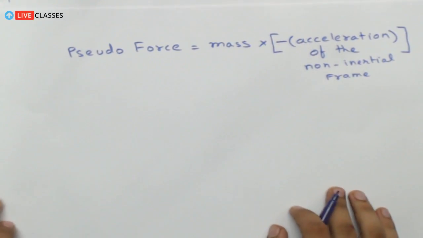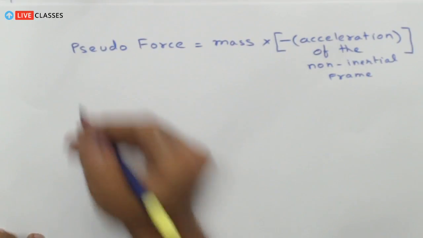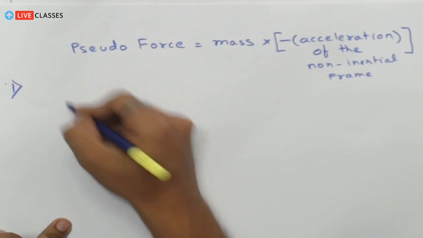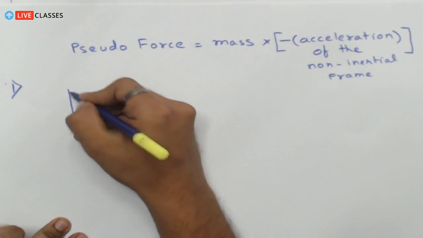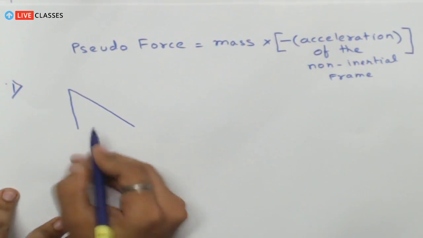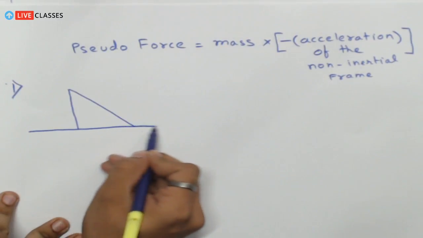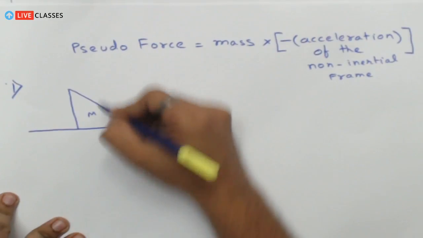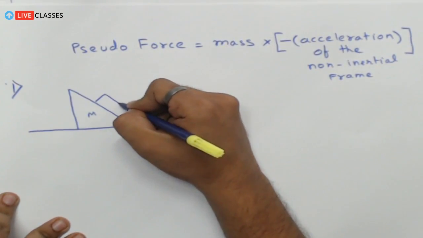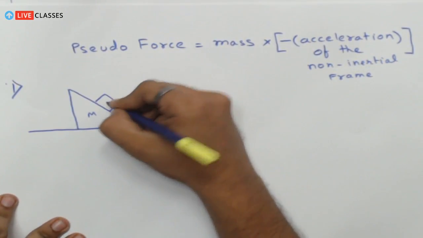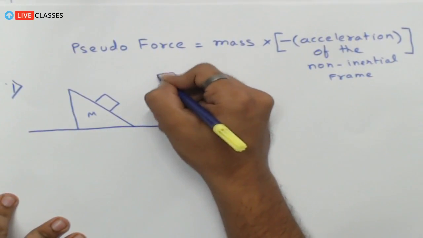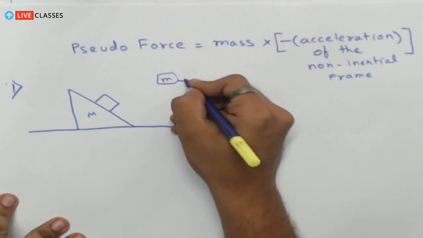Let's understand or take a question on it. So our first question would be, a wedge is there, of mass M. A block is placed of mass small m. This is the mass of the block.